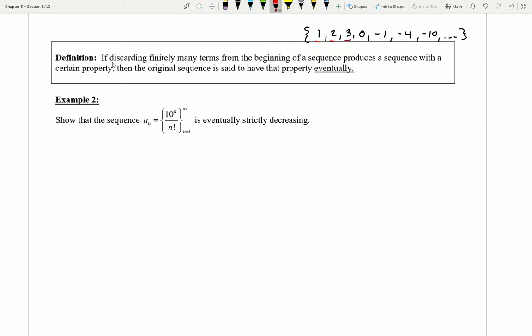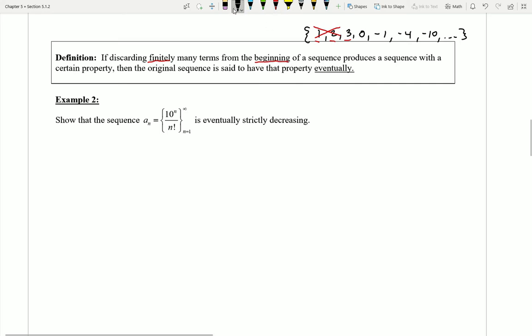However, if I can discard finitely many terms, just kind of like erase them from the beginning of the sequence, and what's left over is a sequence that's decreasing, then I could say the sequence is eventually decreasing. The key here is that I have to be able to discard finitely many terms, and it's got to be from the beginning of the sequence.